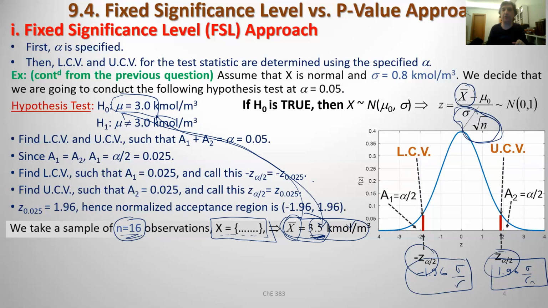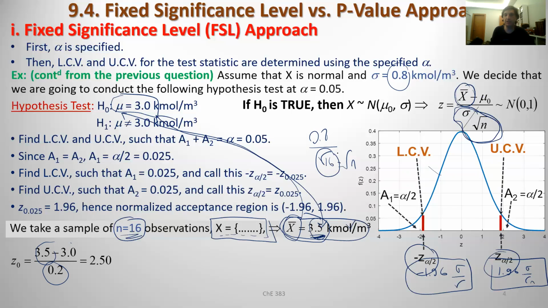This is the philosophy of the whole thing. So actually 3.5, where does 3.5 fall in terms of standard normal variables? 3.5 minus 3 over 0.2. Note that it is divided by 0.16, because these are some number of observations here, right? So it's going to be equal to 0.2 in the denominator. So it's going to be 2.50 here. 2.50 is this value, 2.50.